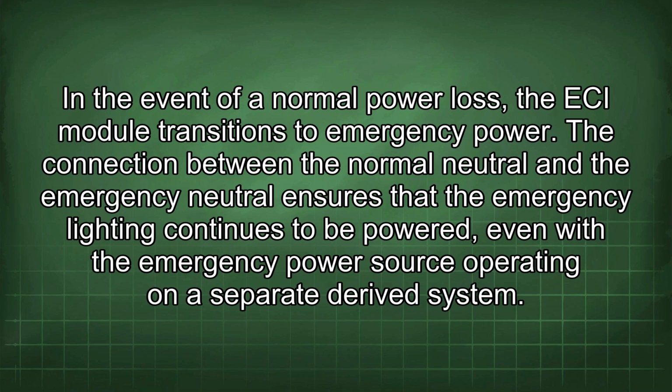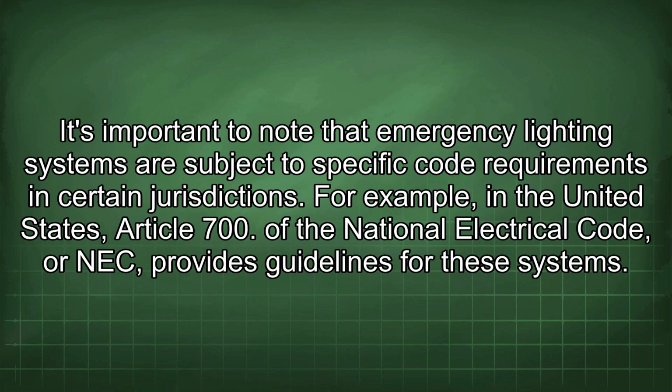The connection between the normal neutral and the emergency neutral ensures that the emergency lighting continues to be powered even with the emergency power source operating on a separate derived system. It's important to note that emergency lighting systems are subject to specific code requirements in certain jurisdictions. For example, in the United States, Article 700 of the National Electrical Code, or NEC, provides guidelines for these systems.